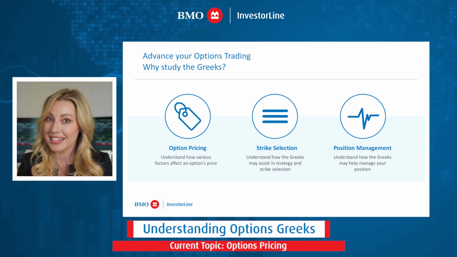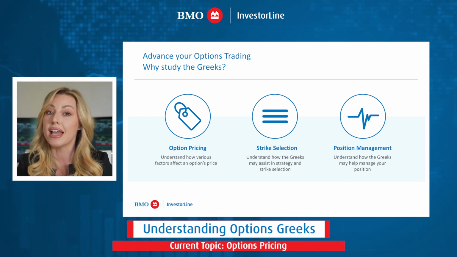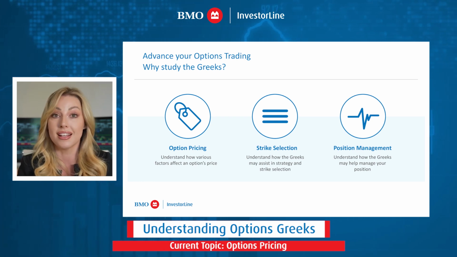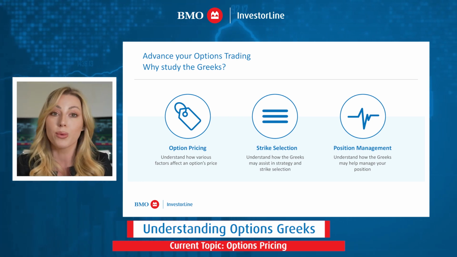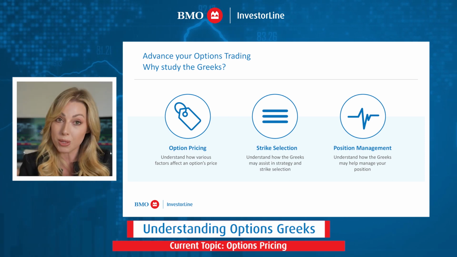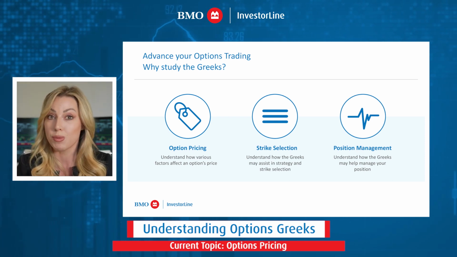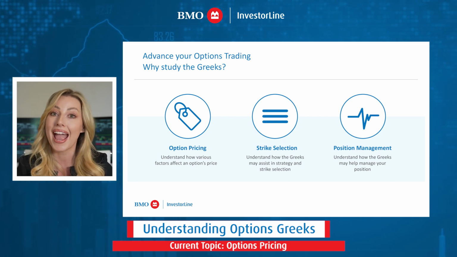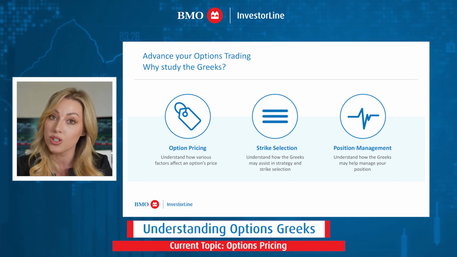Second is strike selection. When we understand how the option is going to move in response to these different events, then that can help us understand exactly what strike and expiration we need to choose. And ultimately, that leads to position management. If we understand that, then that can help us define optimal entry and exit points, which is often overlooked.